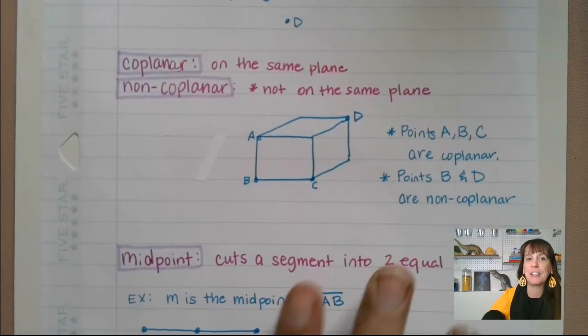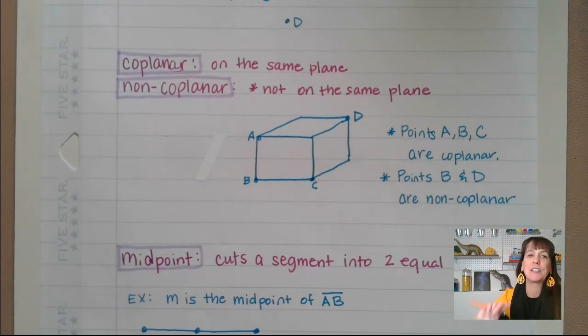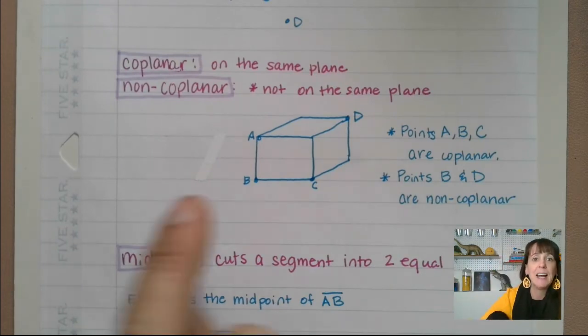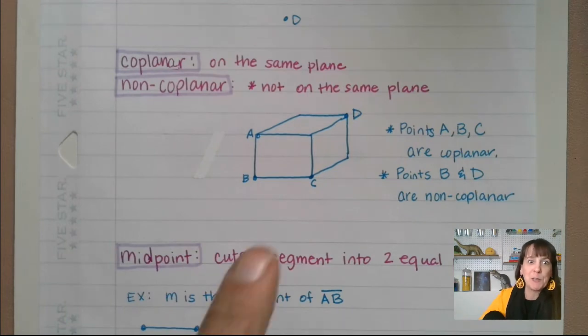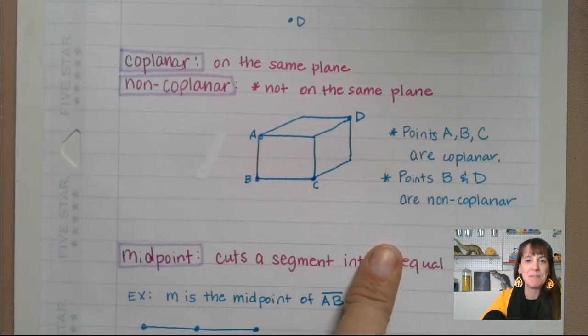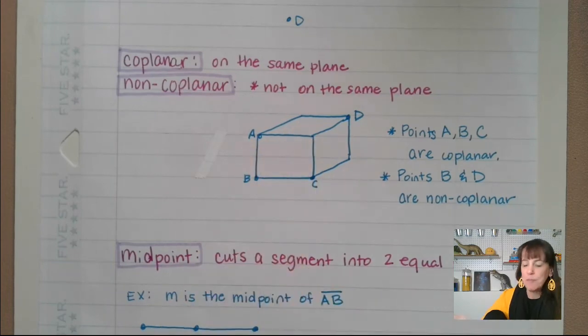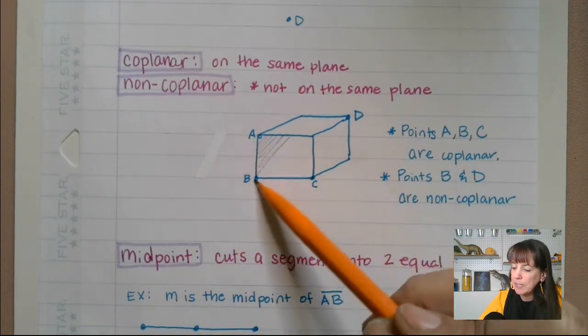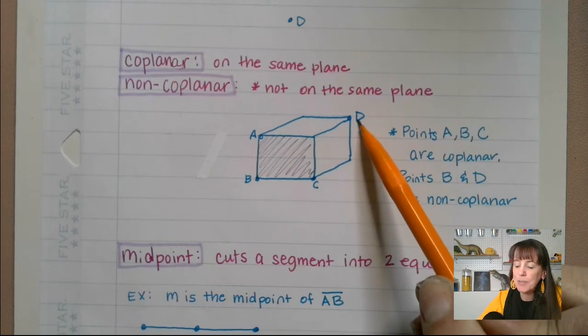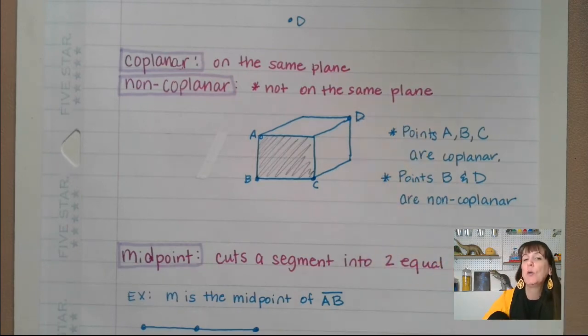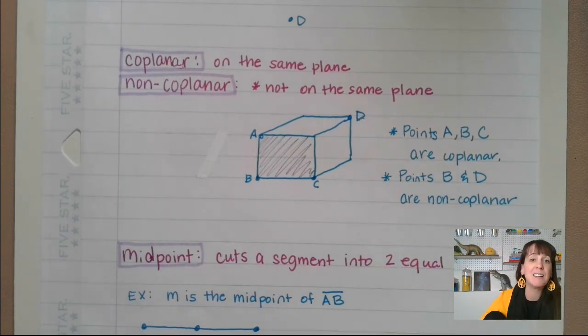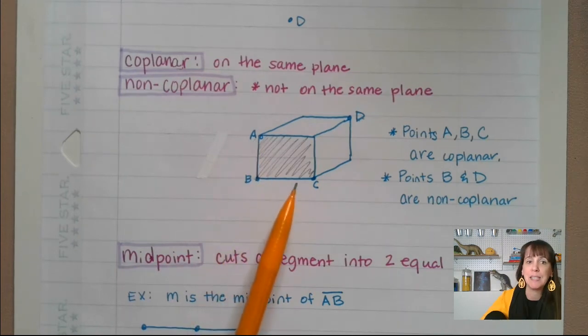Okay, coplanar, same idea. They're on the same plane. So non-coplanar, of course, would be not on the same plane. So imagine that we have this figure here, and we have A, B, C. That's this plane right here. This point D would be non-coplanar because it's not on the same plane as A, B, and C.